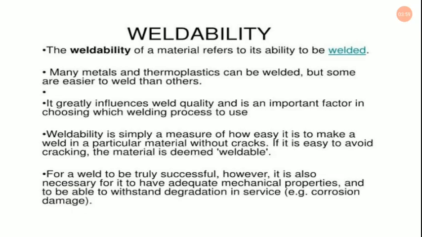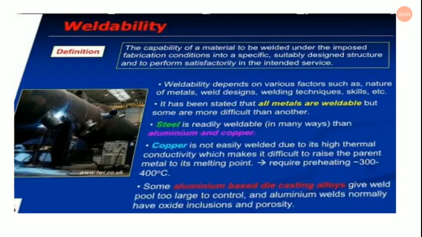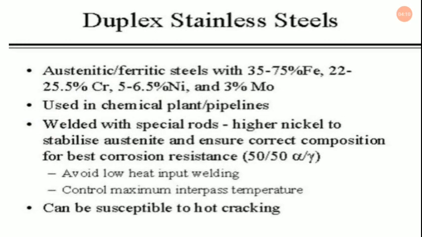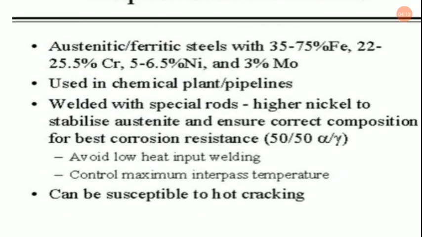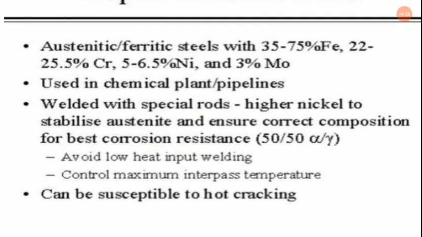Now previously we have discussed plain carbon steels and weldability also. Today we are discussing mainly the stainless steel. So there is the stainless steel, as you can see. This is the duplex stainless steel, and it is used in chemical plant pipelines, and it is welded with special rods, higher nickel to stabilize austenite and ensure correct composition for best corrosion resistance. 50-50 or alpha by gamma. Avoid low heat input welding, control maximum interpass temperature; it can be susceptible to hot cracking as well.